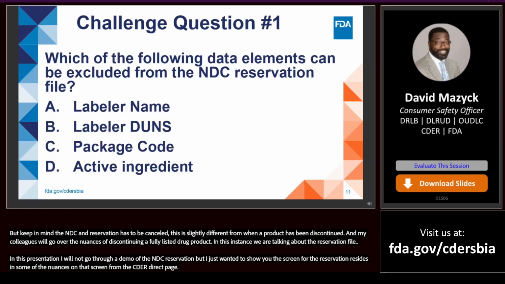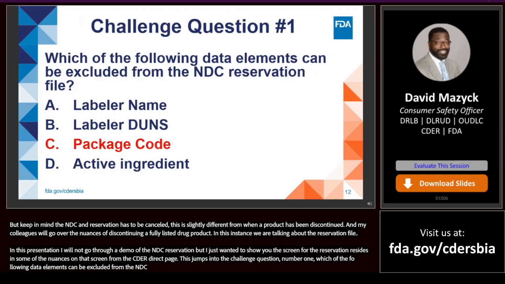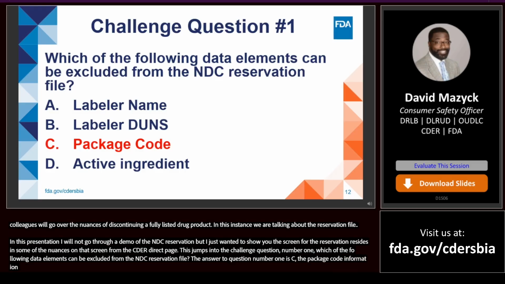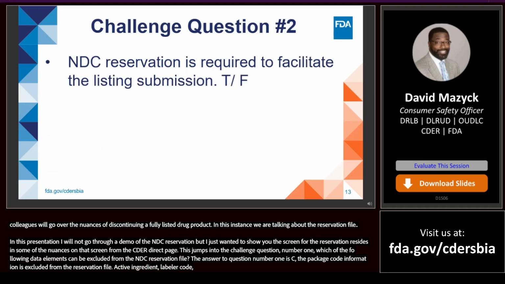So now let's jump into our challenge questions. Challenge question number 1: which of the following data elements can be excluded from the NDC reservation file? And the answer to question number 1 is C. The package code information is excluded from the reservation file. The other 3 elements, the active ingredient, labeler code, DUNS, and name, are required fields.